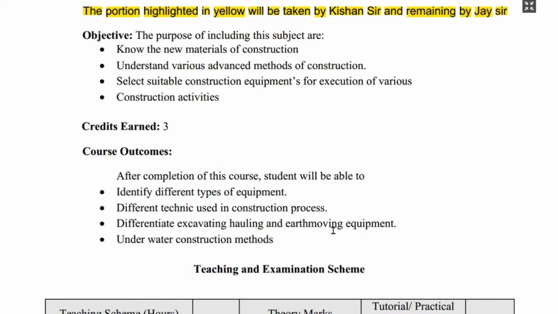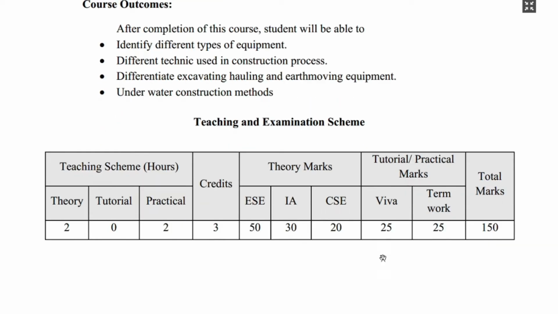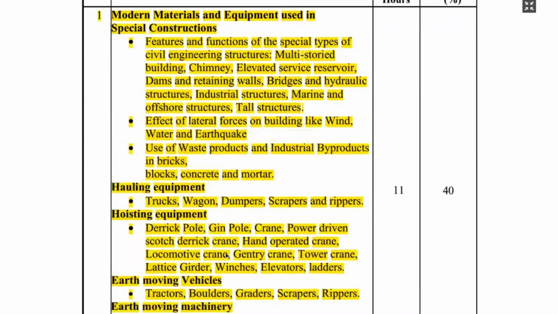Then you will be able to get some idea regarding the underwater construction methods that we will see in brief only. So here is your teaching scheme that was already explained in the orientation program. We have an end semester examination of 100 marks which will be converted into 50 marks. Then we have a mid-semester exam of 30 marks. Then we have CSE, the continuous semester evaluation process, for 20 marks. At the last we have viva and term work of 25 marks. So total marks is 150 marks.